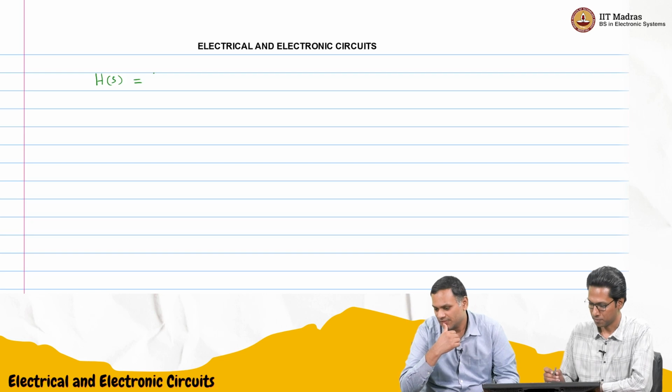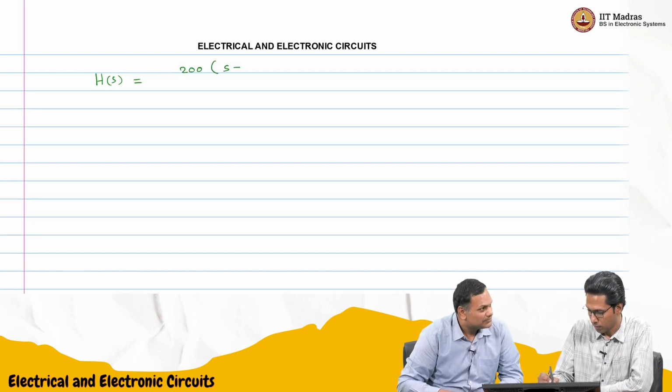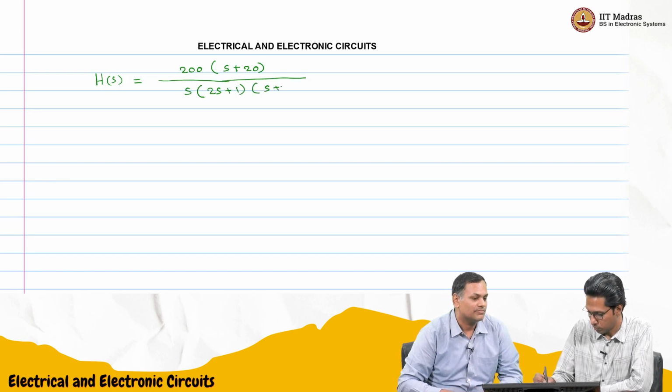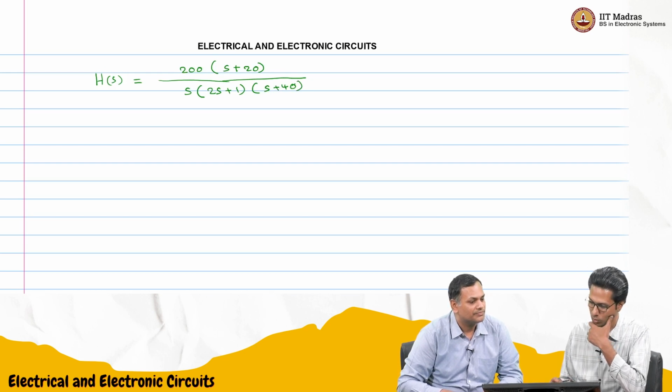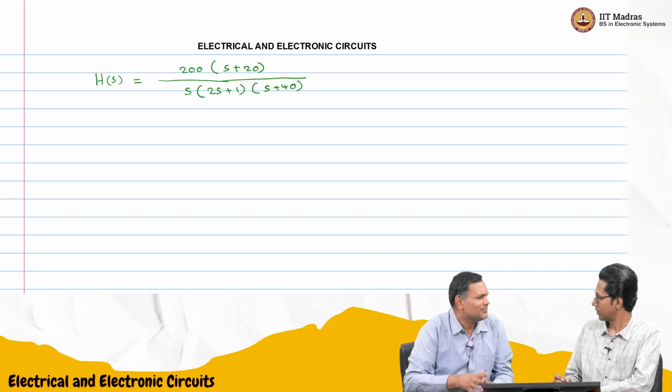Let us say H of s, the transfer function, is equal to 200 times (s plus 20) divided by s into (2s plus 1) into (s plus 40). So there is a zero and three poles. Very similar to our previous question.